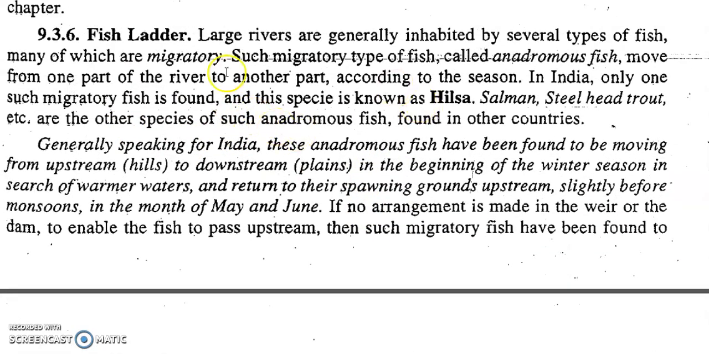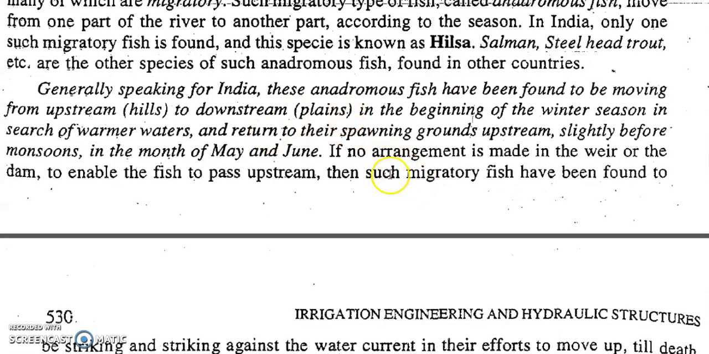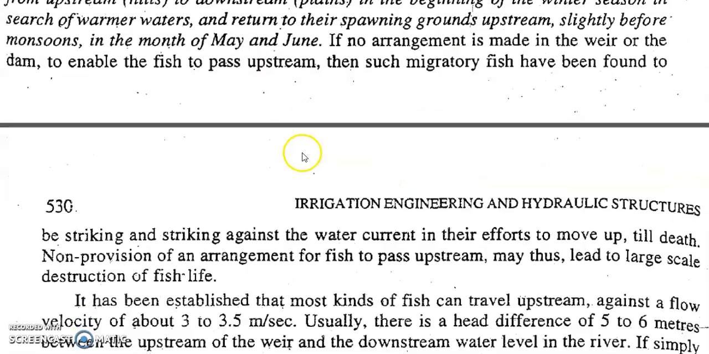What is the purpose of this fish ladder? Large rivers are generally inhabited by several types of fish, many of which are migratory. Such migratory fish are called anadromous fish, which move from one part of the river to another part of the river according to the season. In India only one such migratory fish is found, and this species is known as hilsa. Salmon, steelhead, trout, etc. are other types of such anadromous fishes found in other countries. In India only hilsa is there. So we have to save the hilsa, we have to provide one fish ladder.